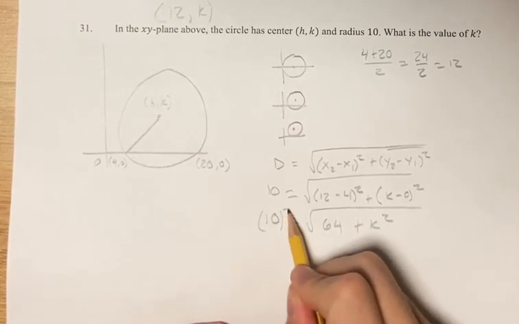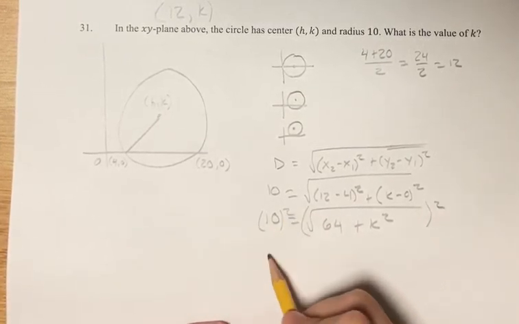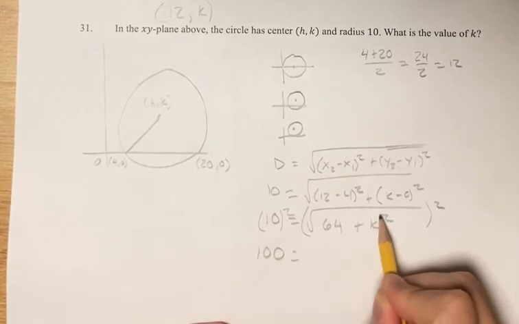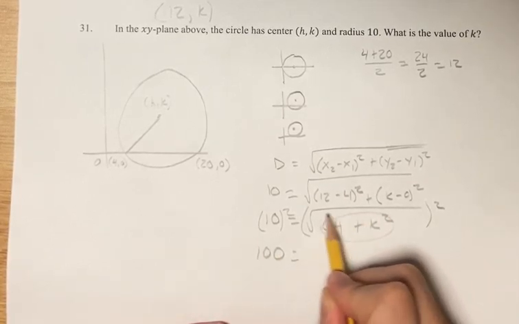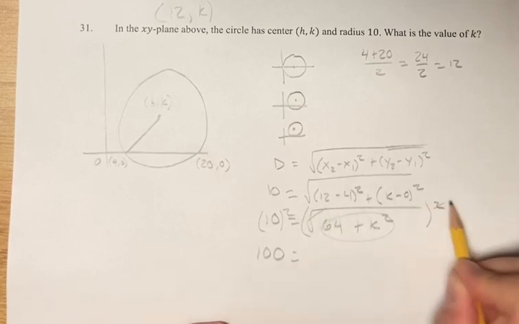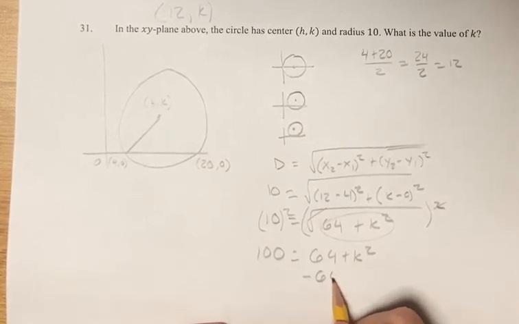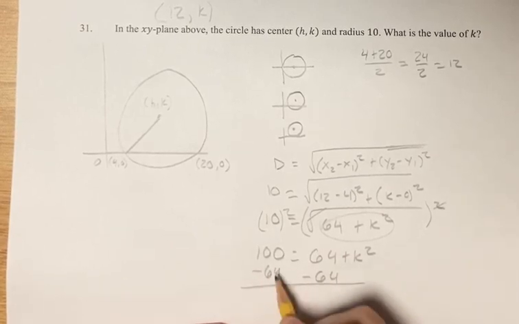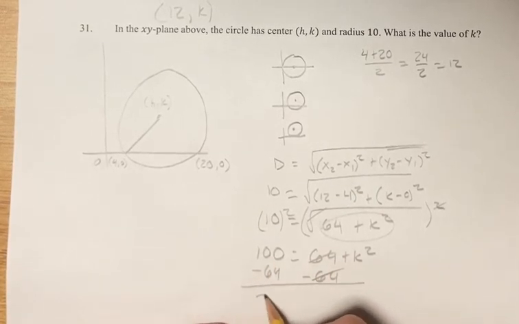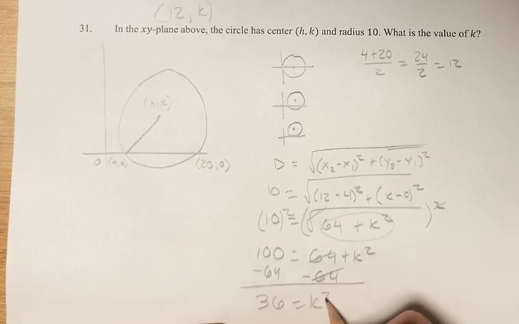And if we want to square both sides, 10 squared is 100. And this is equal to this value, taking the square root of it and then the square of it. These just cancel out, and it's just 64 plus k squared. Subtracting 64 from both sides, these cancel. 100 minus 64 is 36, is equal to k squared.